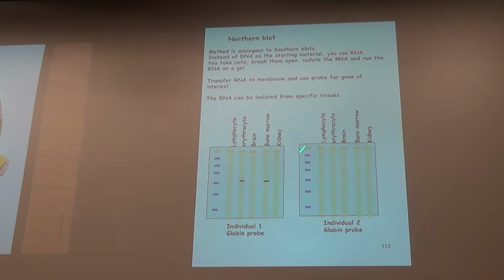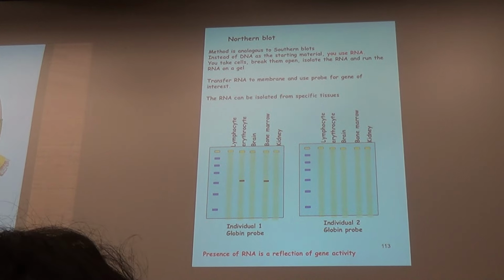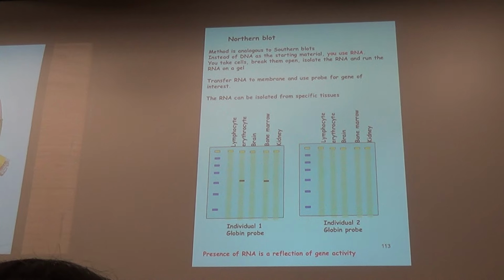Now in individual 2, you do the same experiment and you find the bands don't light up. Most likely individual 2 is dead, but for this example, it just tells you that the globin gene is not being made in these cells, in this individual. And so that's a reflection of activity. So you get a picture. When you see a band, it indicates that the gene is being made into RNA in that cell type or in that individual.